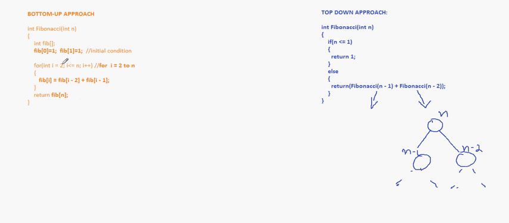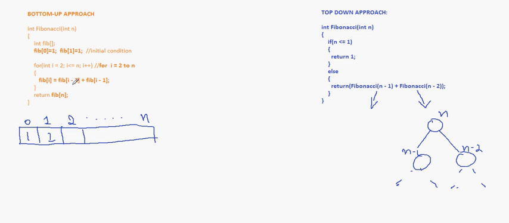And in the bottom-up approach, I just have a for loop. So the initial conditions are Fibonacci of 0 is 1 and Fibonacci of 1 is 1, something like a table. This is the initial condition, and from 2 to n, it's just the previous one plus the previous of the previous one. So these two, if you add, you get the Fibonacci of 2. 1 plus 1 is 2. So that's done here.